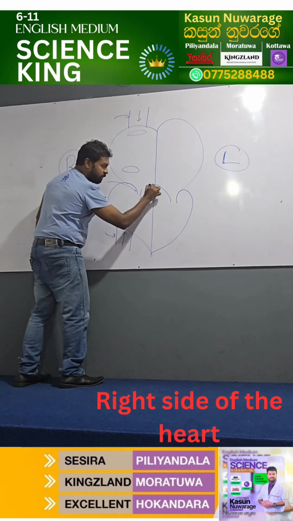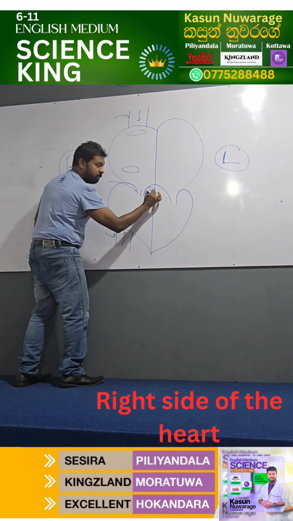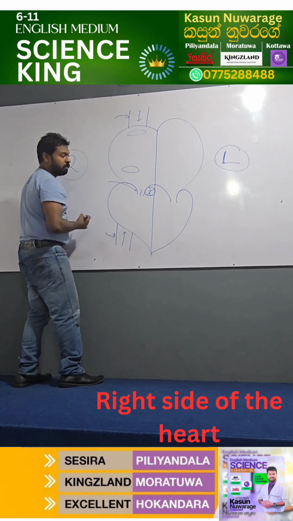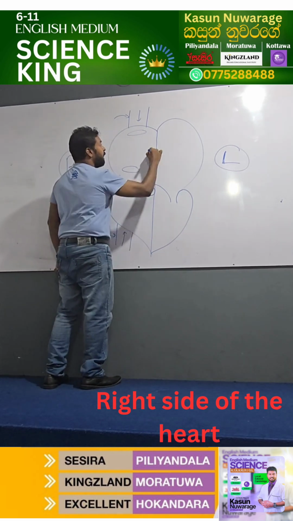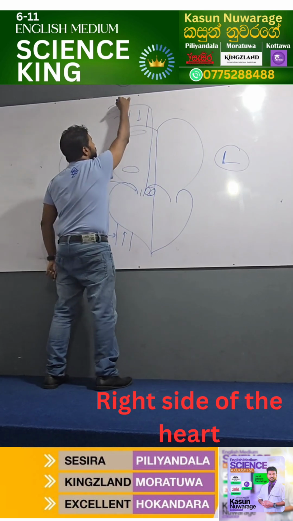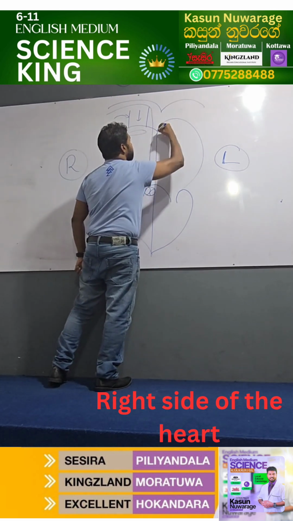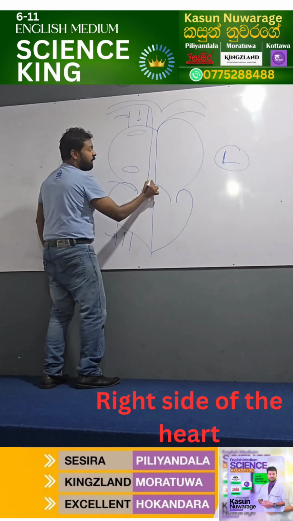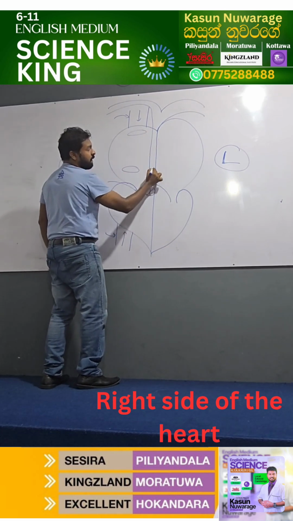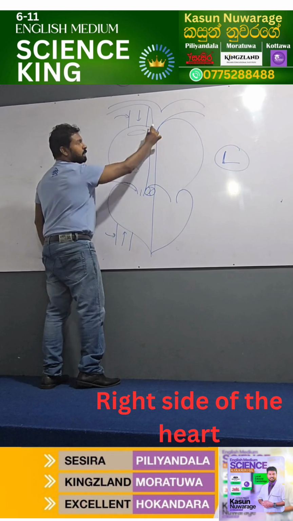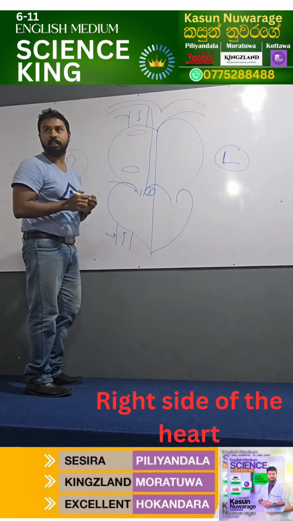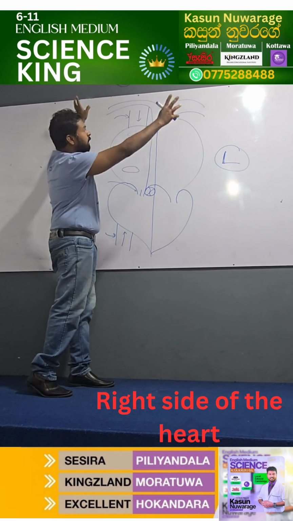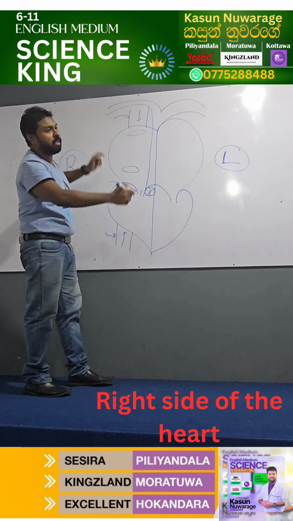Then there is a special valve again. We call that the semilunar valve. Through this semilunar valve, blood is moving to the lungs. We call this vessel the pulmonary artery. From the pulmonary artery, blood is moving to the lungs to be oxygenated.